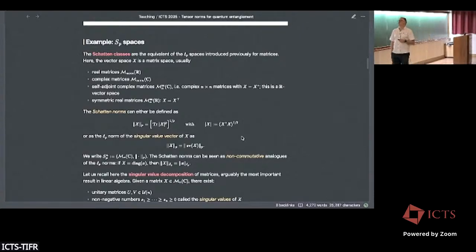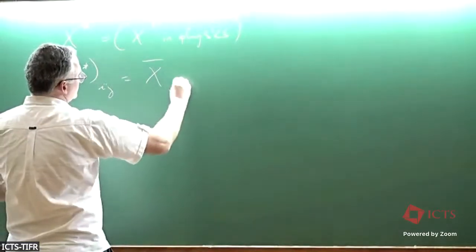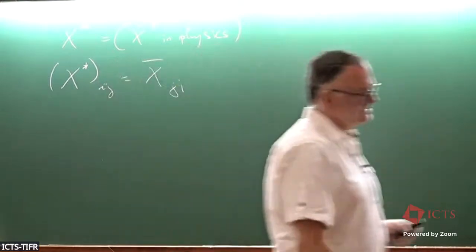So the Schatten P norm of a matrix capital X is the trace of the absolute value of X to the power P, everything to the power 1 over P, where the absolute value of a matrix is defined as the matrix square root of X star X. Here the star is the mathematician's star. Let me write it down, because maybe there's always some confusion about this. X star for me is what is called X dagger in physics. So X star ij is X bar ji.